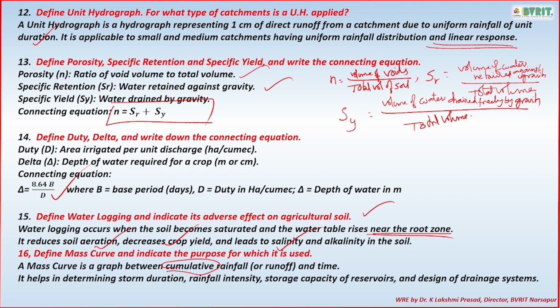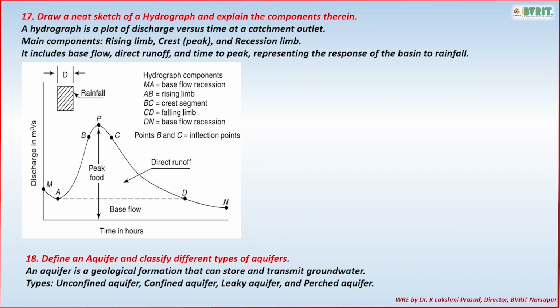What is it used for? The rainfall mass curve is used for determining the storm duration and rainfall intensity, whereas the runoff mass curve is used for storage capacity of reservoirs and design of drainage systems. So each one has its own purpose.